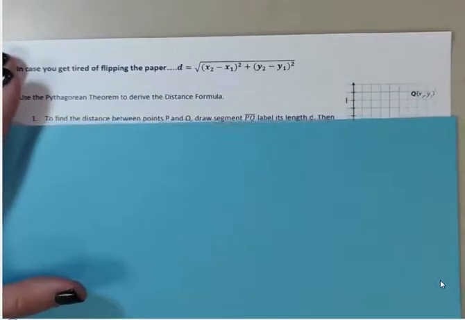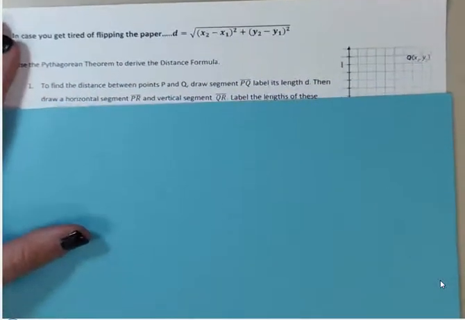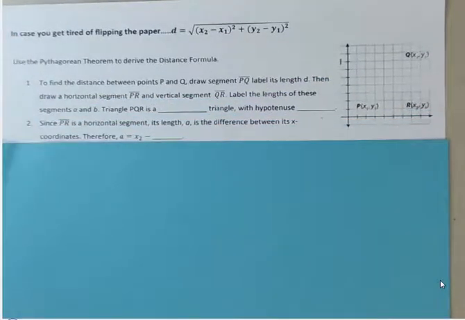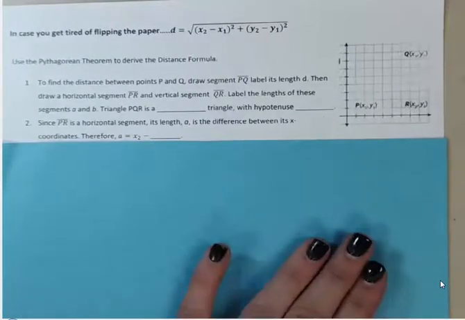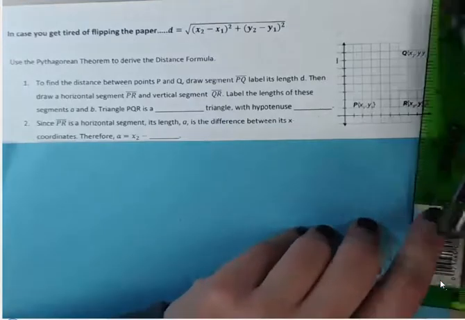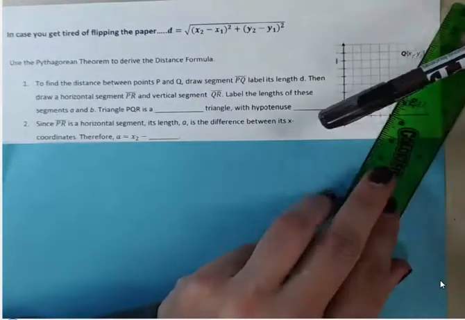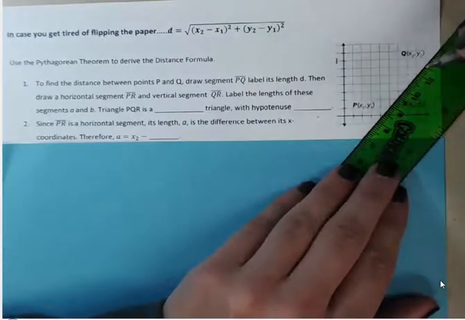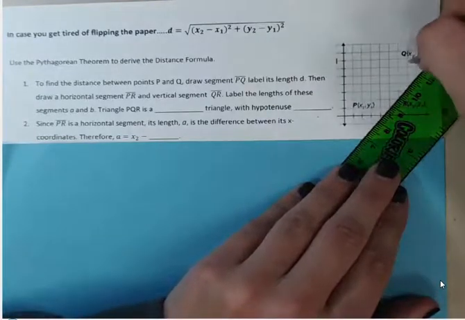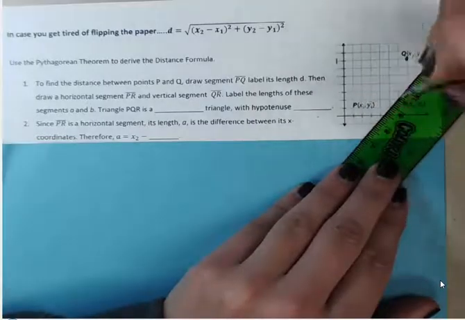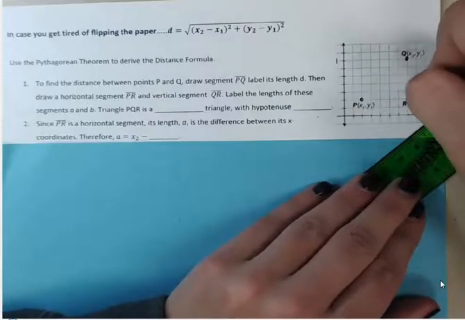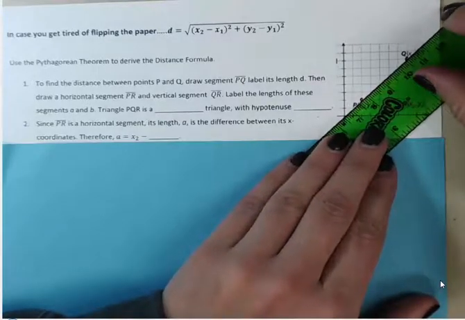Use the Pythagorean theorem to derive the distance formula. We're going to figure out how the distance formula and the Pythagorean theorem are related. So, to find the distance between 2 points, P and Q, draw a segment, which means a line, and label its length D. I know you can't see the points. The points are supposed to be right here, and right here, and right here. I'm so sorry. So, connect the points.